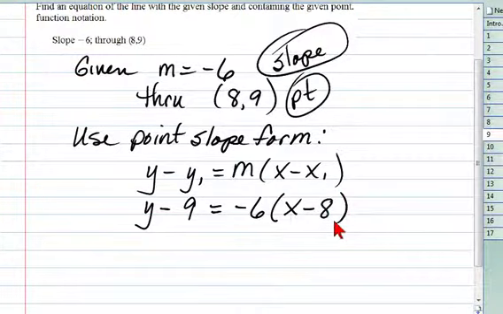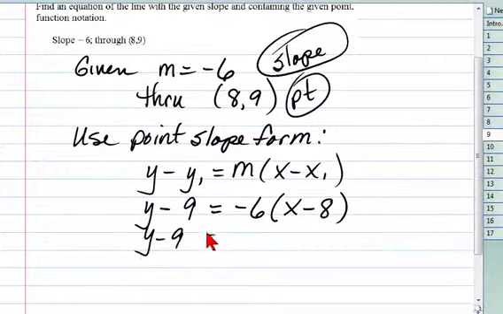Now, it turns out that the examples that came out of Math Lab this time have points that tend to have positive coordinates. Please be careful, because if one of these is negative, say this had been a negative 9, you would have y minus negative 9. What's minus a negative mean? It really means plus. So just watch out for that. It could happen.